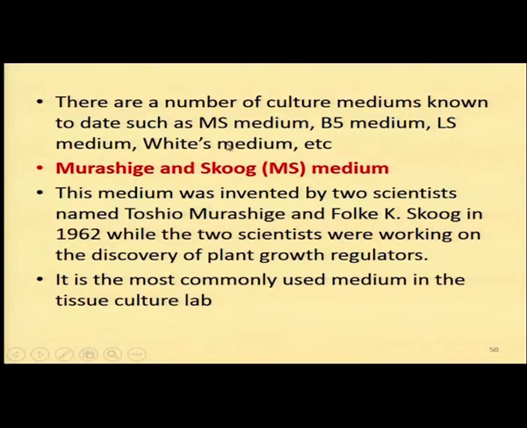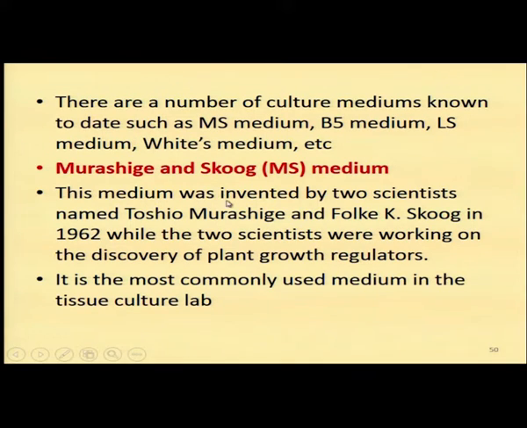The preliminary requirement for all these tissue culture protocols is the composition of the culture medium. We have a large number of culture media which are commonly used: the MS medium, the B5 medium, the LS medium, and White's medium, etc. The first and foremost among these is the Murashige and Skoog medium, otherwise known as the MS medium.